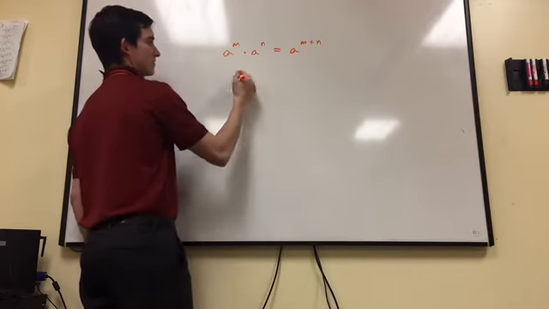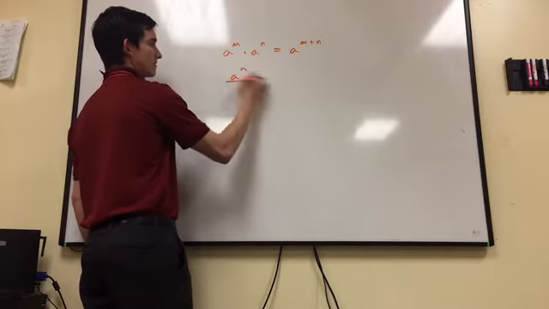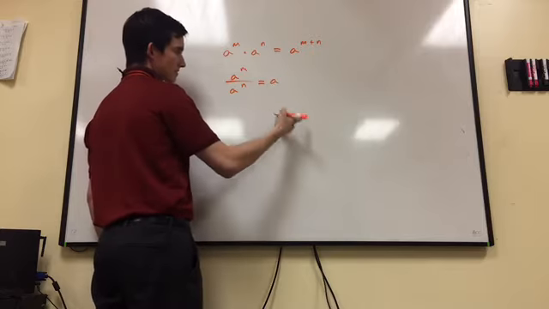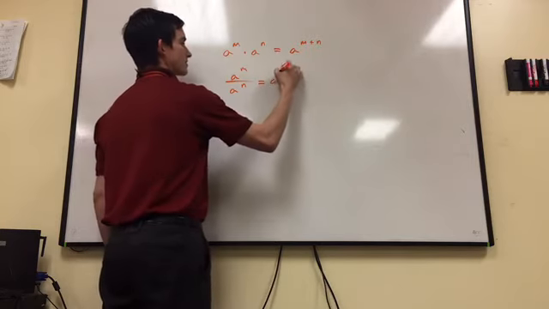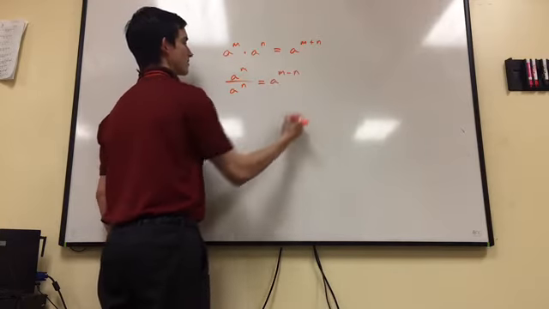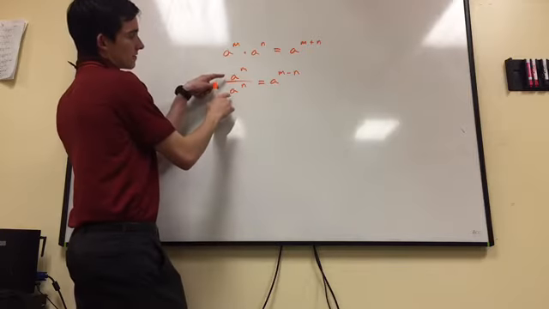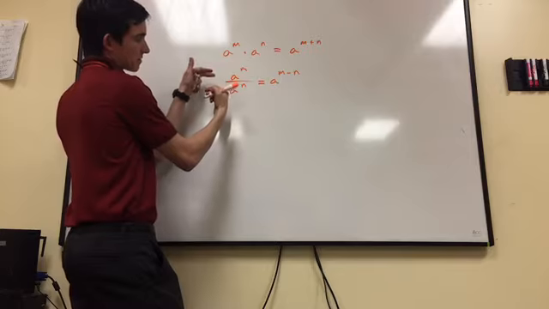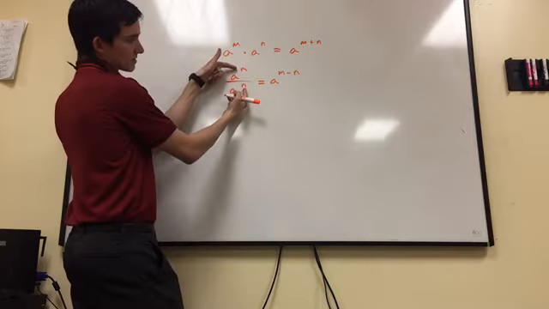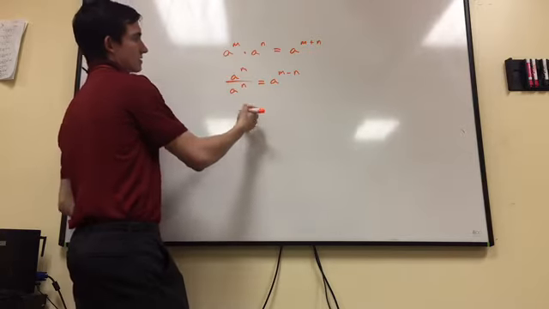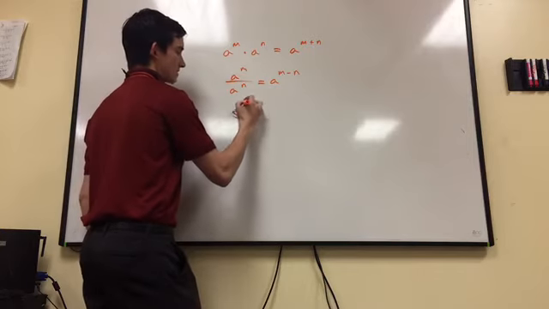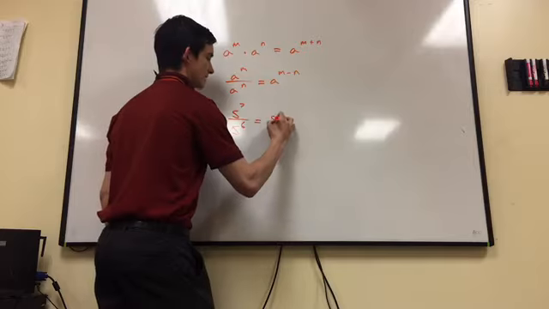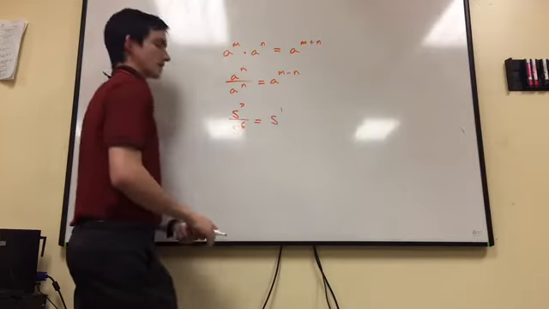Same thing for division. If you have a to the m divided by a to the n, then instead of adding, you're going to do the opposite of adding. You're going to subtract. A to the m minus n. So if you have two numbers, same base, being divided by each other, then you can subtract their exponents. So let's use 5 again. 5 to the 7th divided by 5 to the 6th, and that's the same thing as 5 to the 7 minus 6, which is just 1.